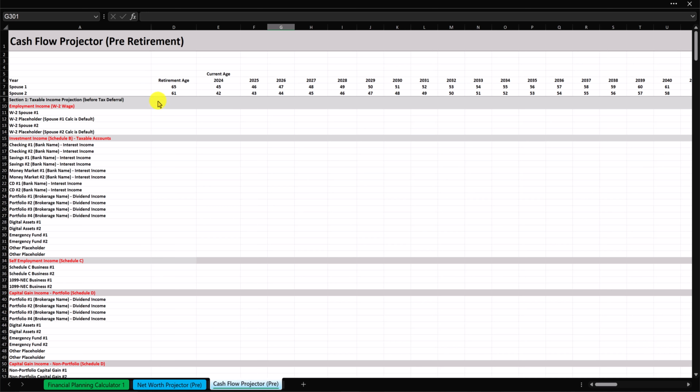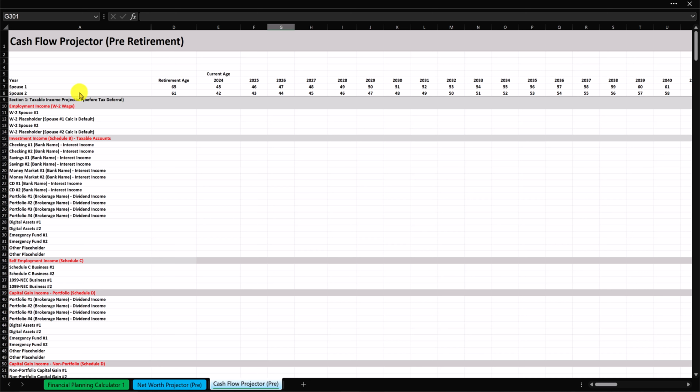We said we would define the age initially, and then as we move further along in this process, we will make this dynamic. So this age can be changed, and the entire calculator will update accordingly. However, as I said in video 1, we just need to pick some age to get started.